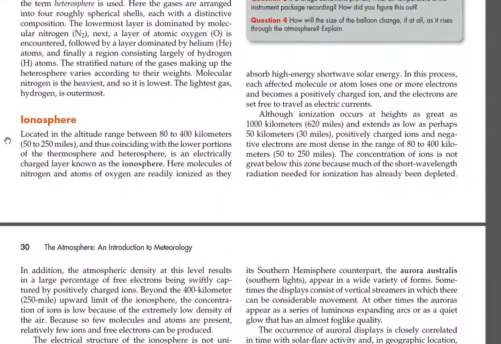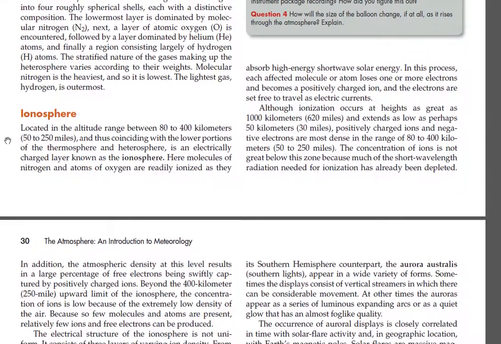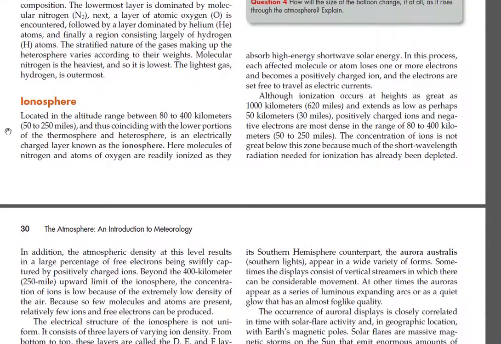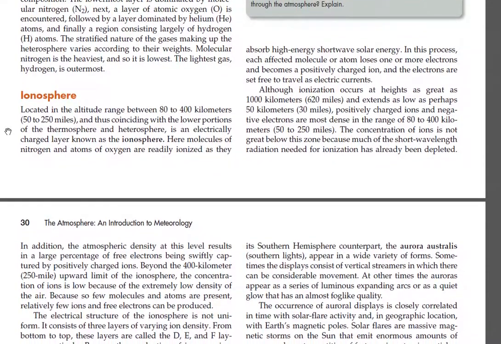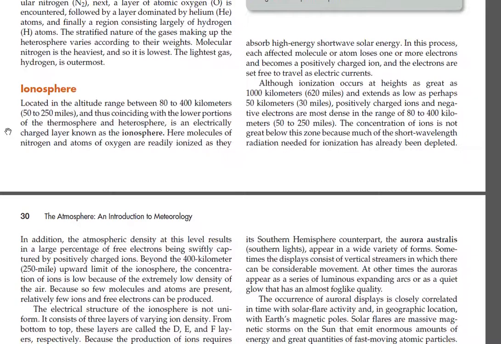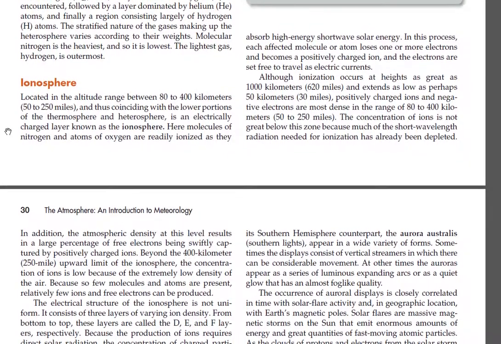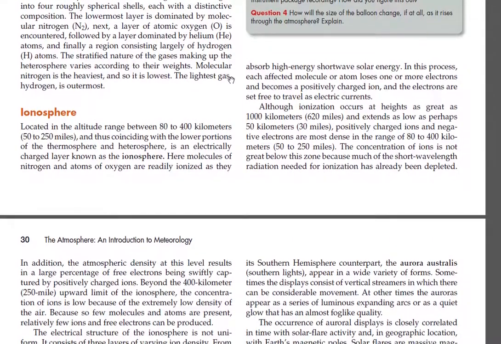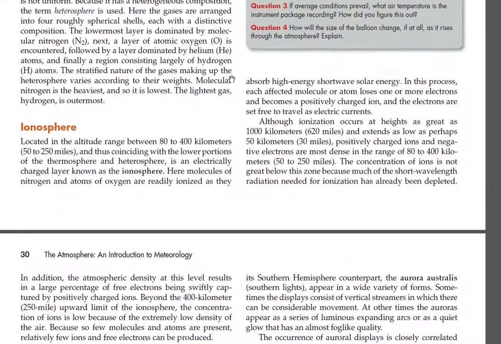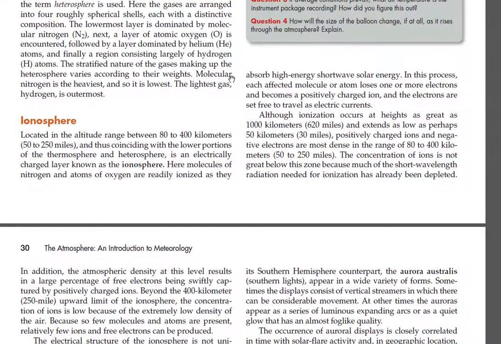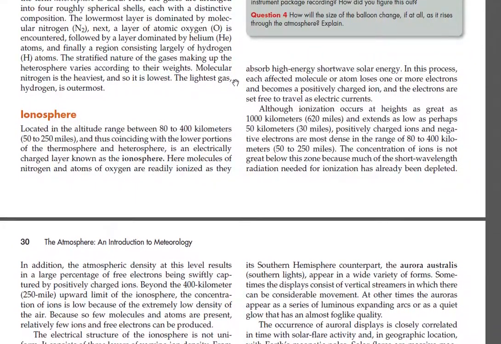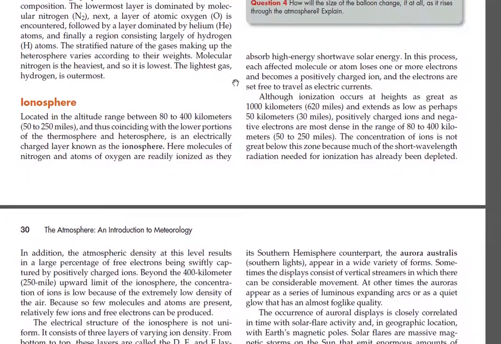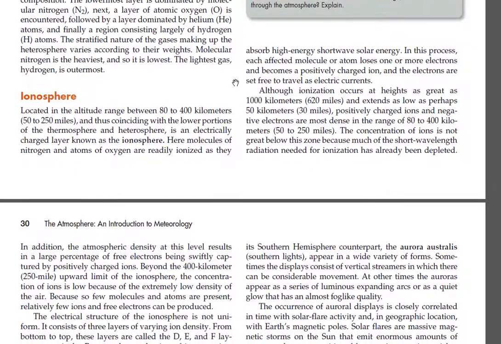Located in the altitude range between 80 to 400 kilometers (50 to 250 miles), and thus coinciding with the lower portions of the thermosphere and heterosphere, is an electrically charged layer known as the ionosphere. Here molecules of nitrogen and atoms of oxygen are readily ionized as they absorb high-energy shortwave solar energy. In this process, each affected molecule or atom loses one or more electrons and becomes a positively charged ion, and the electrons are set free to travel as electric currents.